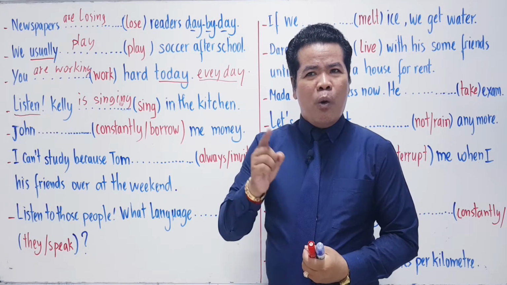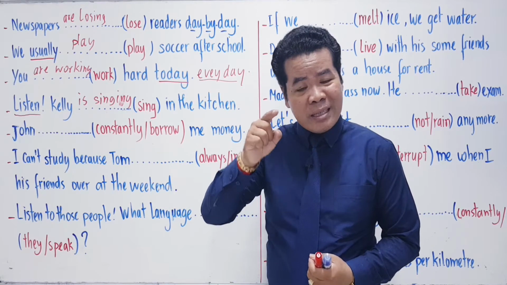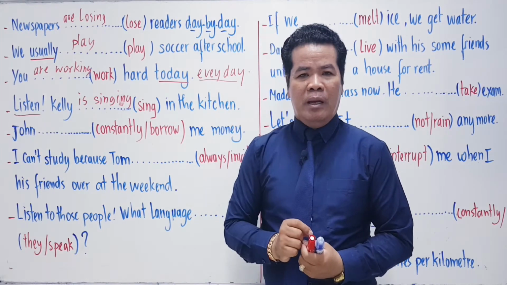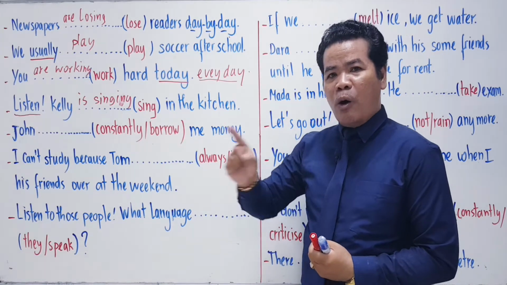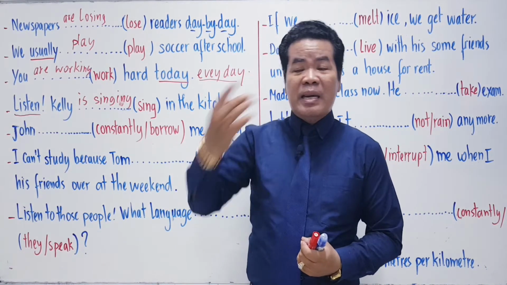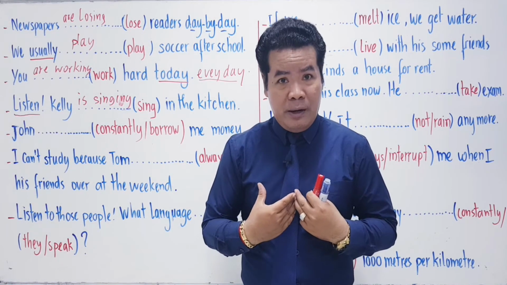So, what are we talking about in this point? We are talking about annoyance. We are talking about irritation. That kind of thing, the action of borrowing the money is not only one day. It happens day by day. It happens again and again. And then we don't like it. We are not happy about it.